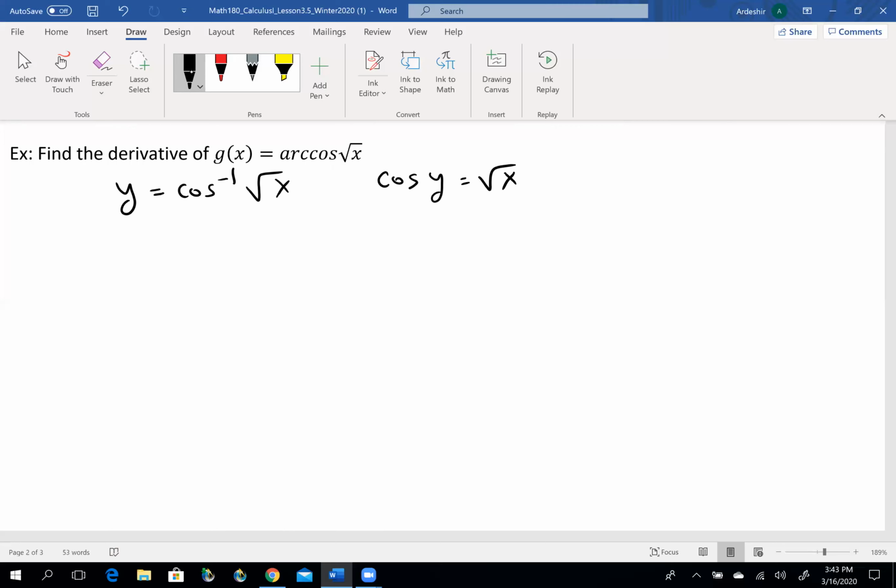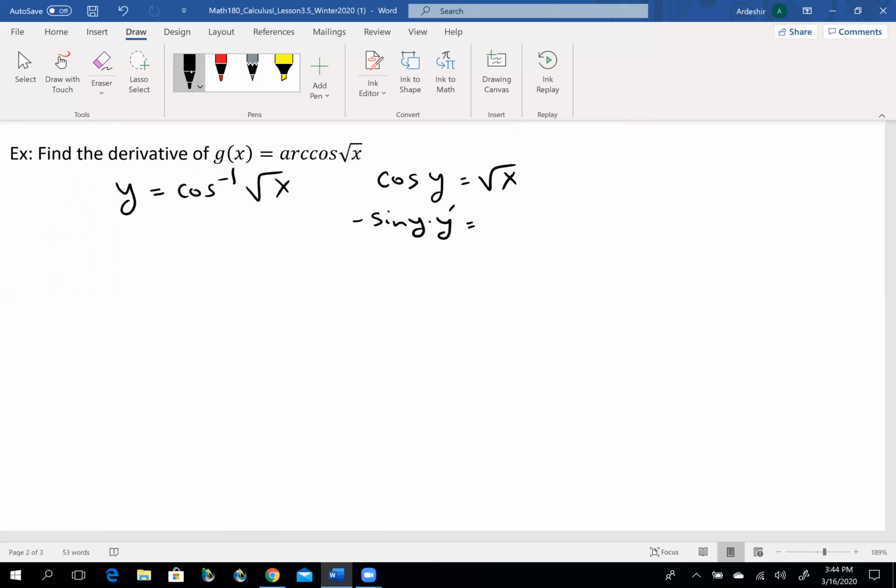Now I'm going to take a derivative with respect to x of both sides. So again, the cosine of y, take a derivative of the mother and then the baby. So cosine of y is going to be negative sine of y and then times y prime. The baby is 1, and because we take a derivative of a function of y with respect to x, it's going to be dy/dx. In other words, y prime.